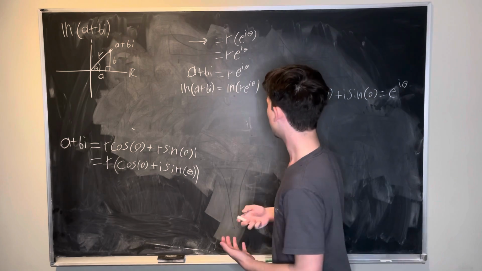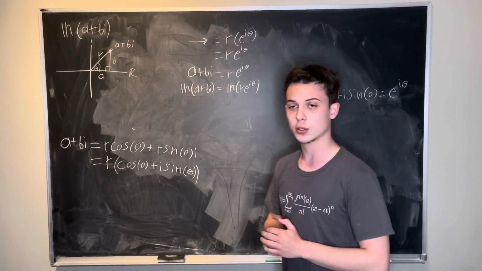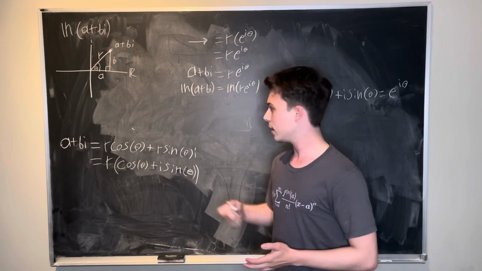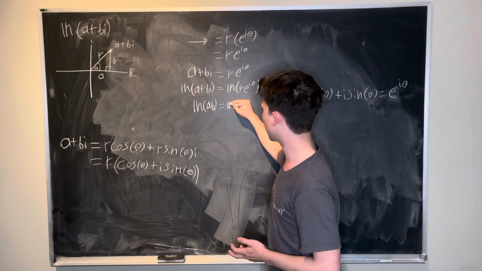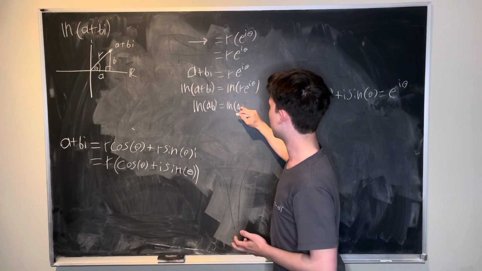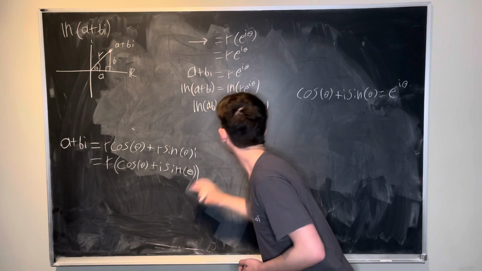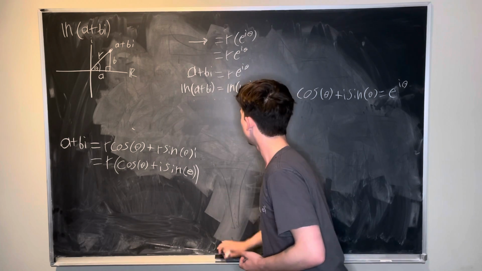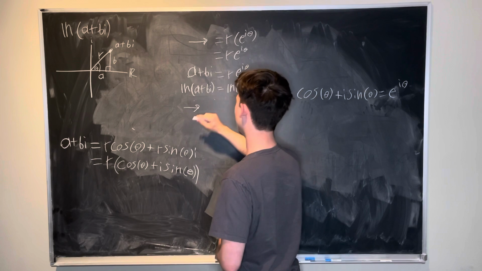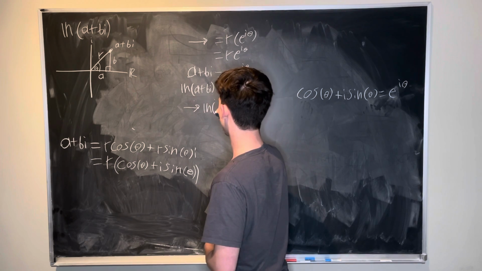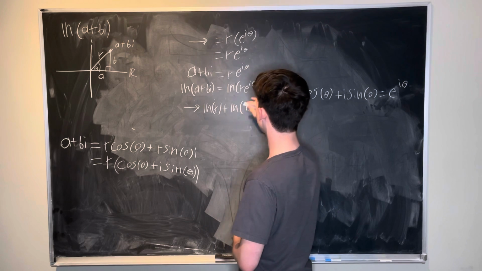So you may have a gut feeling that things are going to go well here, and the truth is that they will. We can use our multiplication rule for natural logarithms that says that the natural log of a times b is equal to the natural log of a plus the natural log of b. Using that here, we get that the natural logarithm of r e^(i theta) is equal to the natural logarithm of r plus the natural logarithm of e to the i theta.